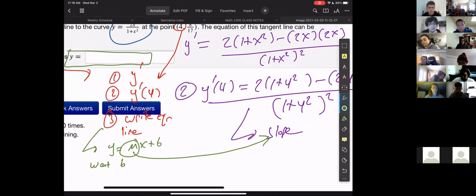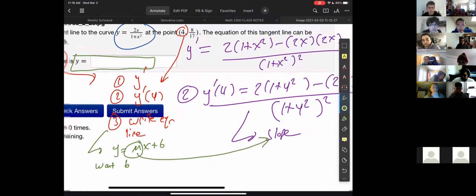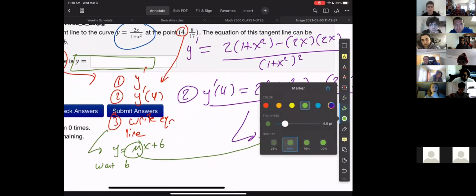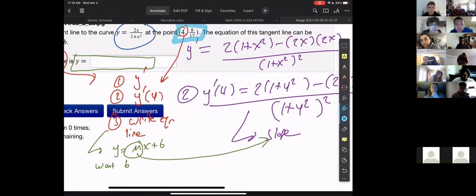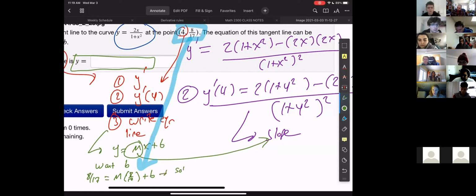And so you plug in an x and a y, which were also given, to find b. So you take the x and the y that are in the problem, and you plug those in to find b. So it would be 8 over 17 equals whatever the slope is when you simplify that thing, times the x value, plus b, right? And then solve for b.